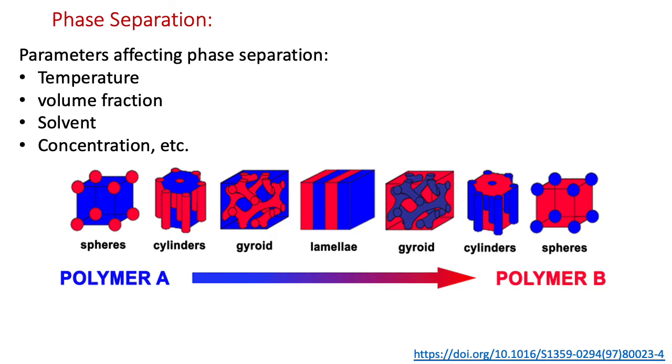So laminar morphology occurs around a volume fraction of 0.5, and the most complex structure here is the gyroid structure, which is also called bicontinuous structure. It includes double gyroid and double diamond structures, which we are interested in visualizing.